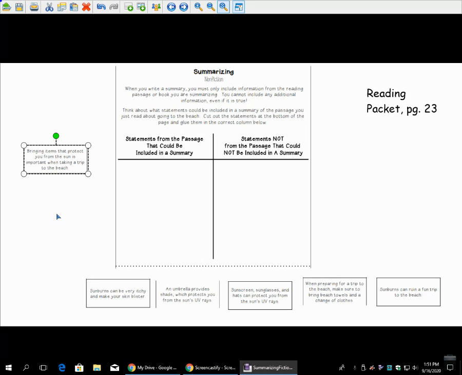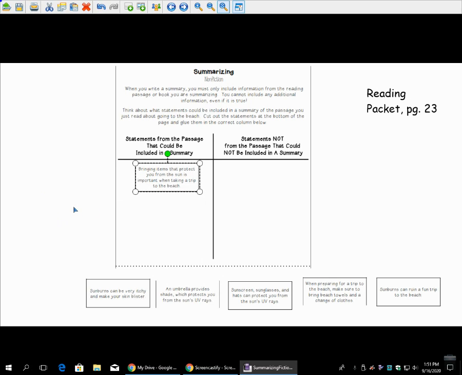Pulling it up. Bringing items that protect you from the sun is important when taking a trip to the beach. Was that in our passage? And you've got it out in front of you, so if you need to look back at it, you can. It was. That was in our passage. Making sure we have these items and making sure you are prepared to take them to the beach with you. Okay, let's look at the next one.